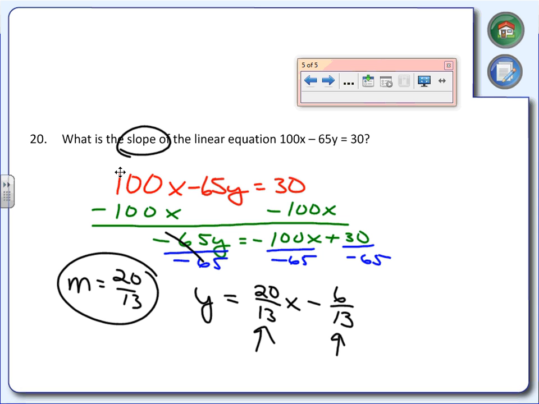Now remember, I could very easily change this on the test and ask you for the y-intercept. I could give you a whole new equation. So make sure you read the questions carefully. All right, got any questions on number 20?